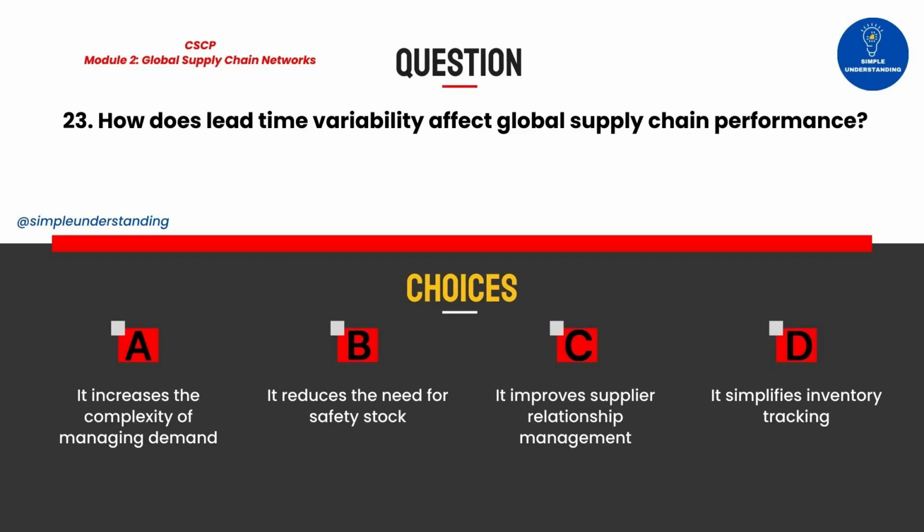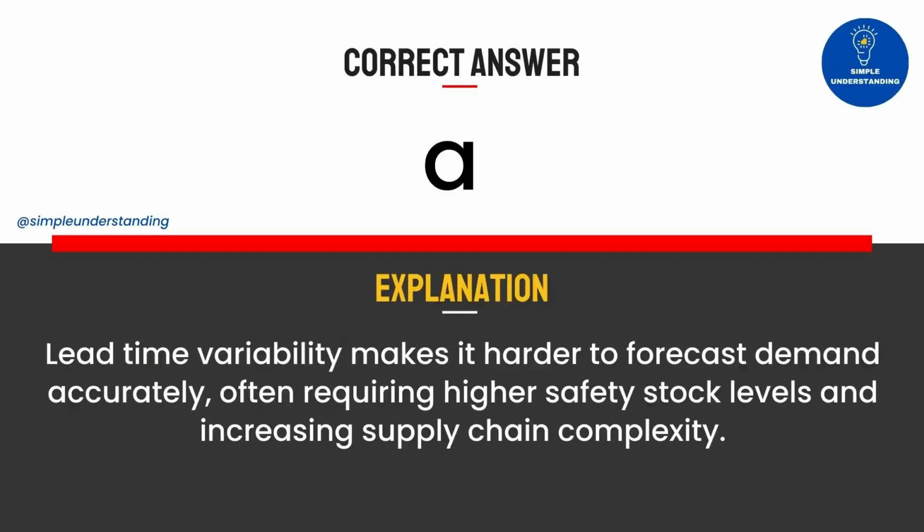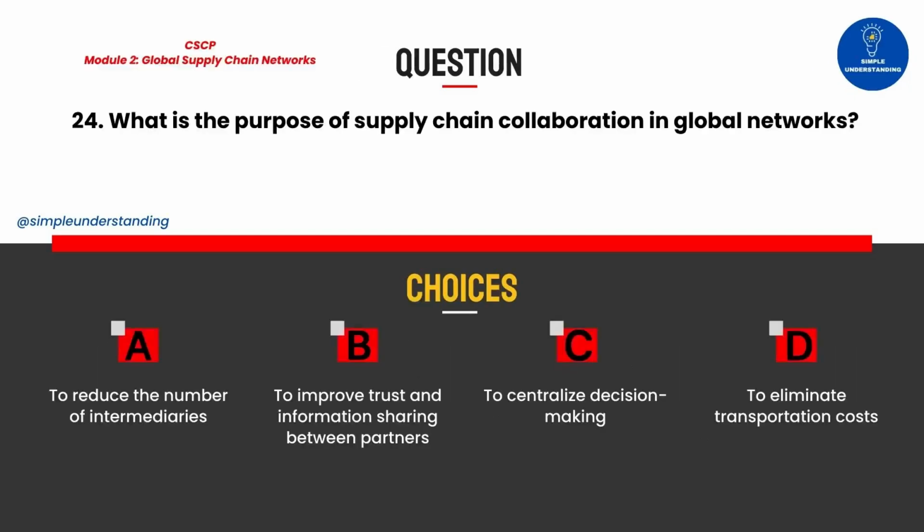A. It increases the complexity of managing demand. B. It reduces the need for safety stock. C. It improves supplier relationship management. D. It simplifies inventory tracking. Correct answer: A. Explanation: Lead time variability makes it harder to forecast demand accurately, often requiring higher safety stock levels and increasing supply chain complexity. 24. What is the purpose of supply chain collaboration in global networks? A. To reduce the number of intermediaries.